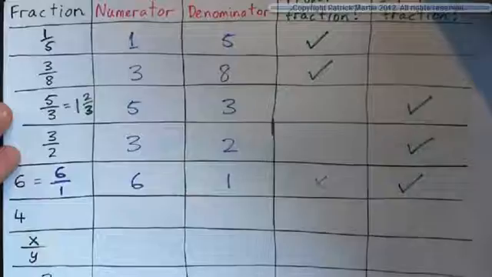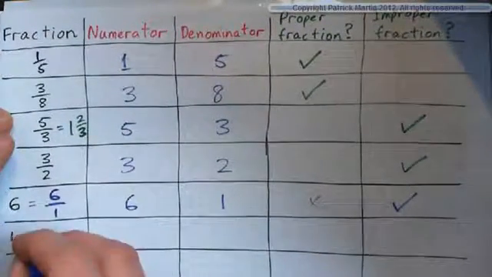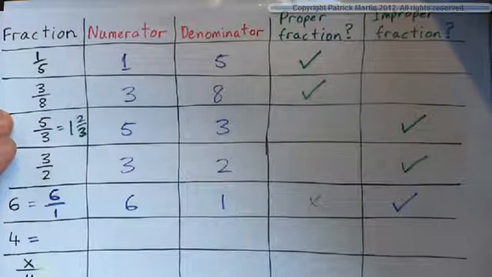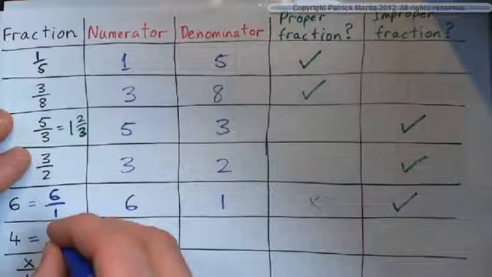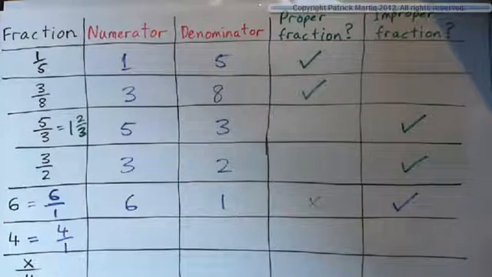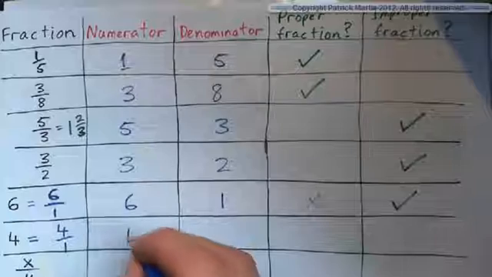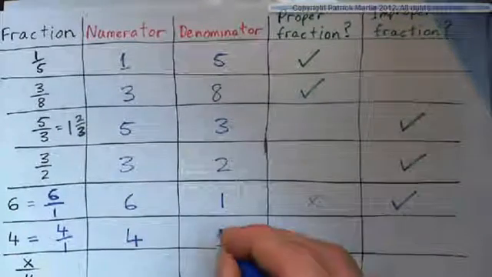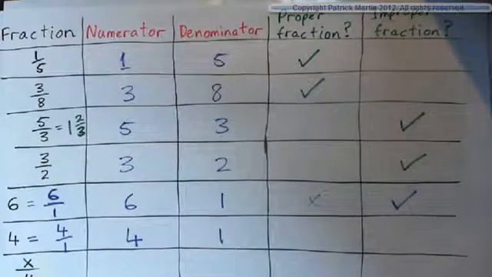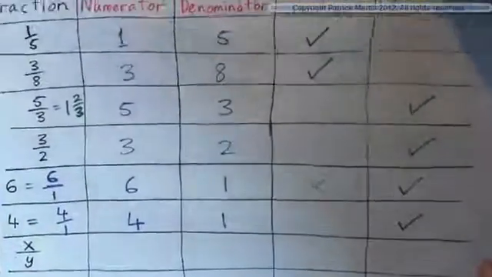So see if you can figure out 4. Write it as a fraction first of all. 4 can be written how? 4 divided by 1 gives 4, doesn't it? Okay, the numerator is 4, the denominator is 1. Is it proper or improper? It is improper, right?